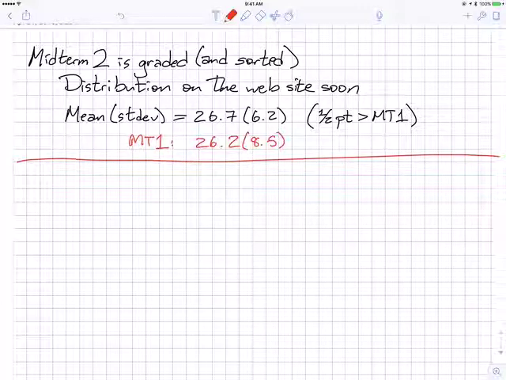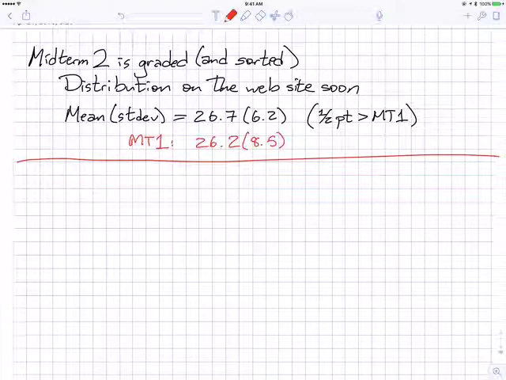So as I said, we'll post the actual list of numbers with corresponding letter grades, and I'll actually post summary distributions for the two midterms put together, so people have a reasonable idea of where they stand going into the final exam.